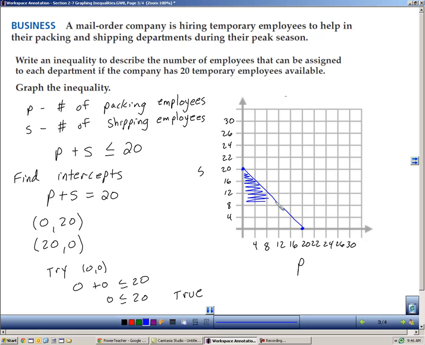So I'm going to shade down here on the true side. Which means that any combination of employees that's in here, like 12 packing and 4 shipping and so on and so forth, any combination in the blue area will work for this company, but any combination of employees in the non-shaded areas will not work.